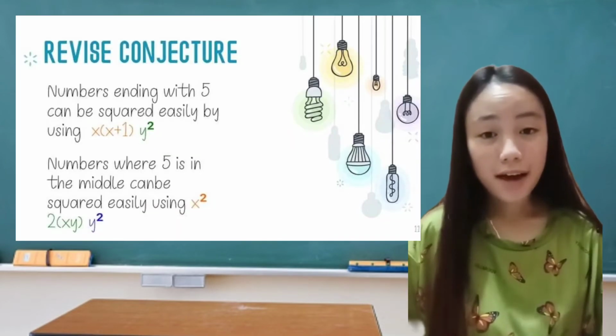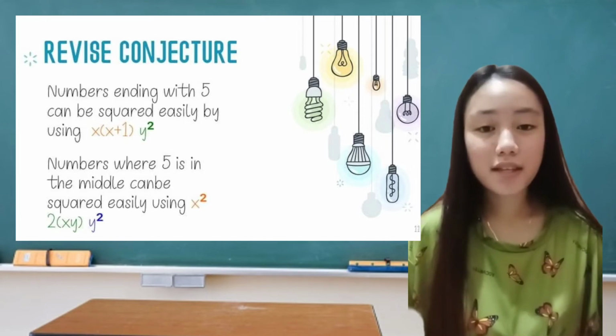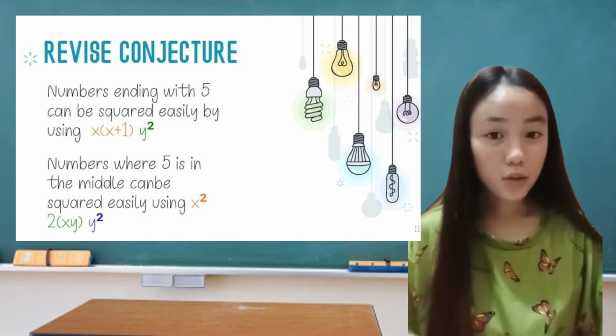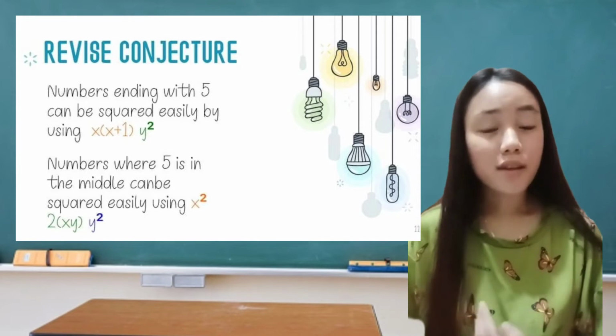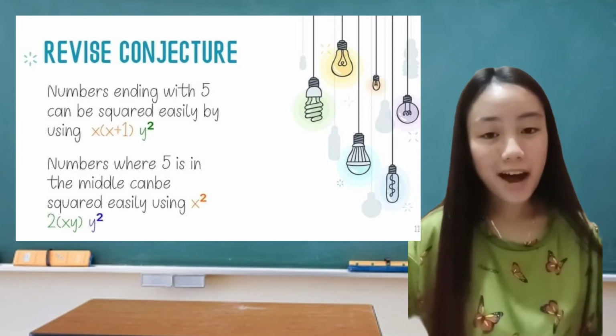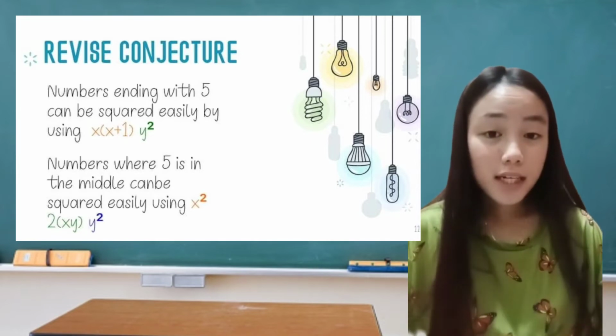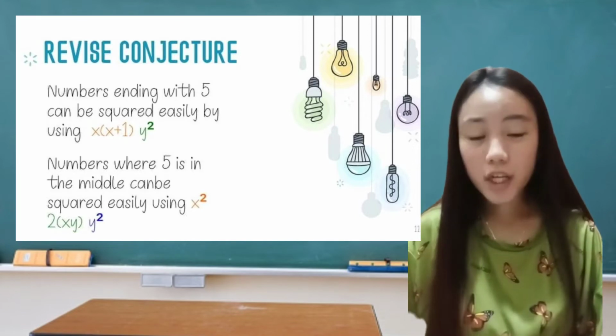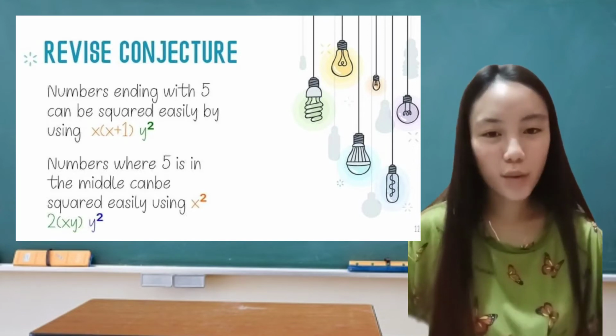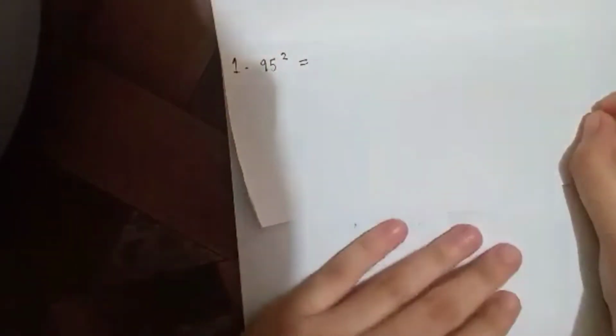The next step is revise conjecture. Numbers ending with 5 can be squared easily using x times x plus 1 and y squared. On the other hand, numbers where 5 is in the middle can be squared easily using the formula x squared, 2xy, y squared.